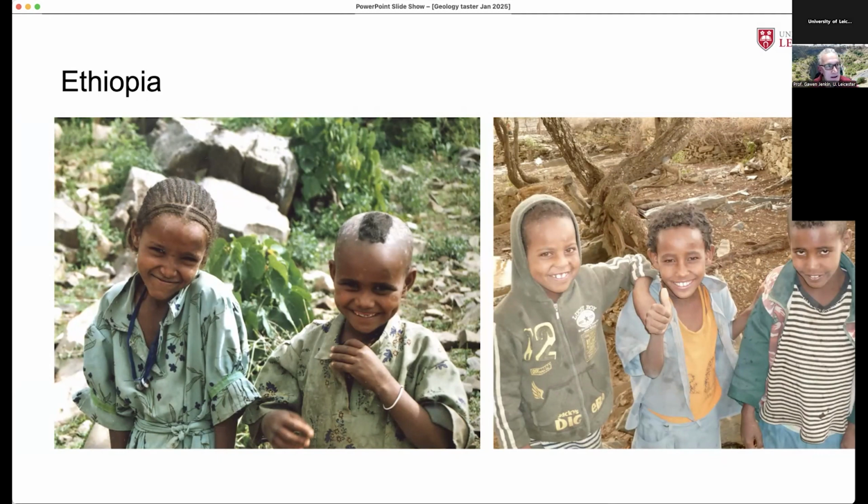So these guys on the right actually, when I went back in 2010 after being there in 2006, these guys actually remembered me from the first visit I'd been there and said, "Oh, you were here a few years ago." So it was lovely to be remembered.